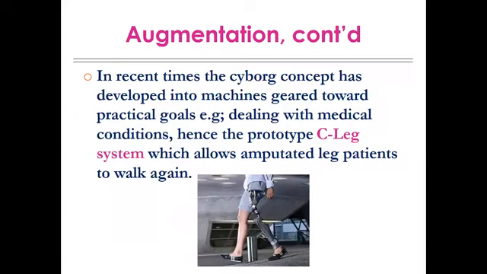In recent times, the cyborg concept has developed into machines geared toward practical goals, for example dealing with medical conditions, hence the prototype sea-leg system. Okay, so you can see in the picture someone who has lost his leg being given a sea-leg to be able to walk. Of course, this is going to be expensive. So when he's in a trouser, he obviously wouldn't show all of this drama, and he would look perfectly like someone who has both legs. So that is what technology is being used for, and I think it's awesome. I mean, unlike trying to make robots to take our jobs, I think these are rather more healthy ones to make.